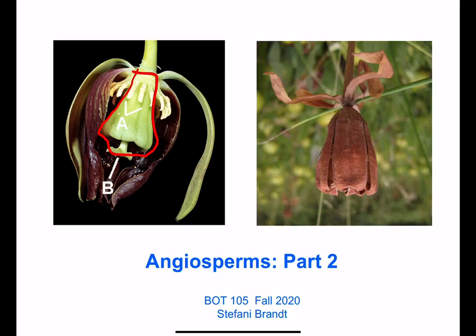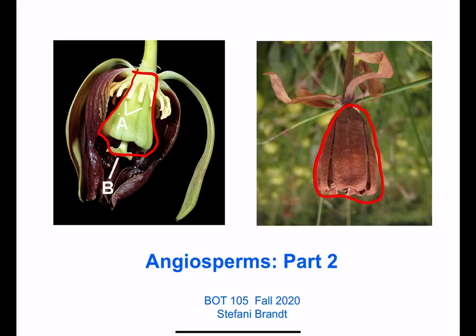Now, in this particular flower on the left, somebody has removed some of the structures so that we could see that ovary inside of the flower. But it's that ovary that produces ovules, and then the ovules become seeds inside of a fruit.